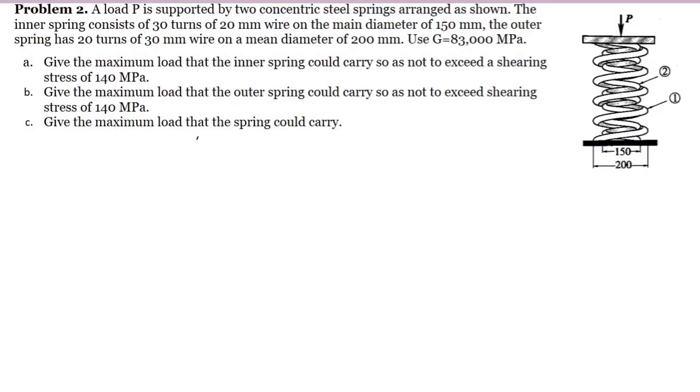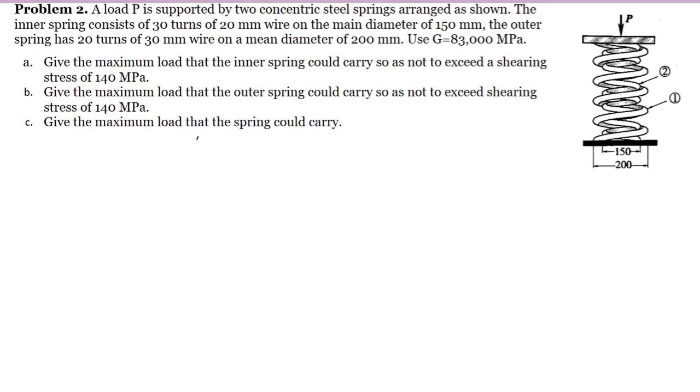Problem number 2. The load P is supported by two concentric steel springs arranged as shown in the figure. The inner spring consists of 30 turns of 20 mm wire on a diameter of 150 mm. The outer spring has 20 turns of 30 mm wire on a mean diameter of 200 mm. Use the modulus of rigidity equal to 83,000 megapascal.